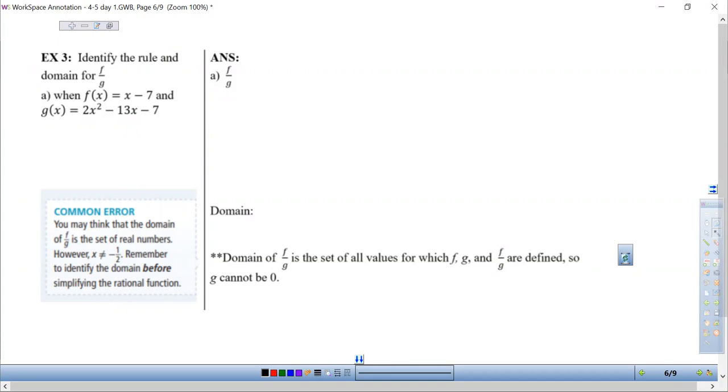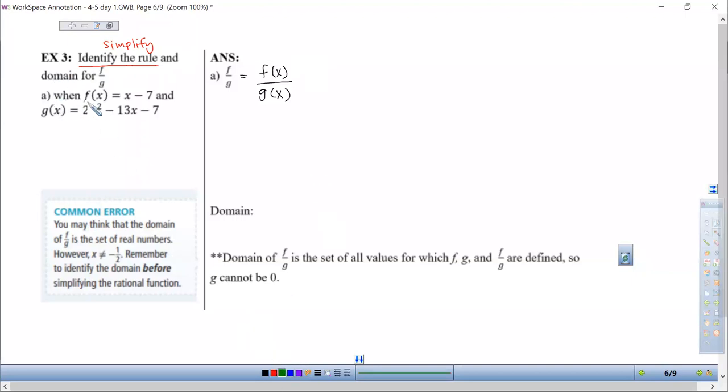So when I'm doing division, so in this case, I'm doing f over g. So that's telling me I want to take f of x and I want to write it over g of x. And I want to simplify. So remember that whenever we see the identify the rule, that means we need to simplify our answers, which if I'm dividing usually means I'm going to be able to eliminate something. I'm going to be able to reduce.